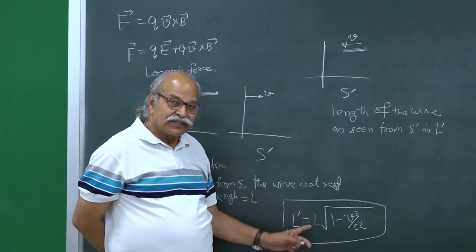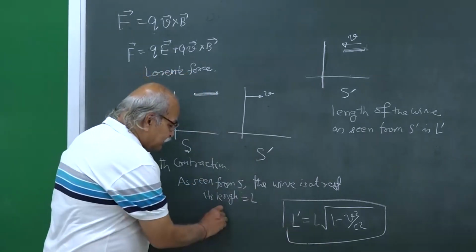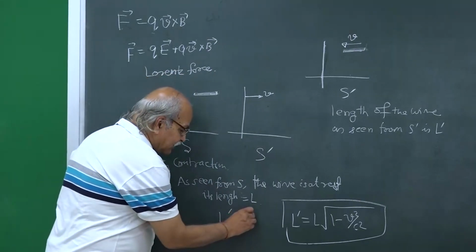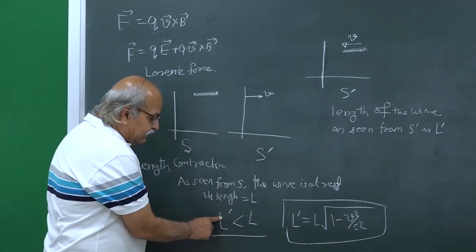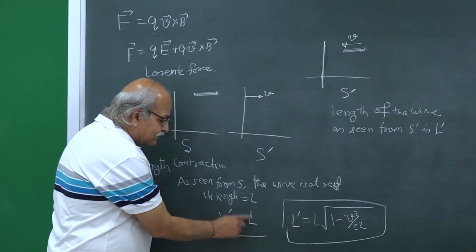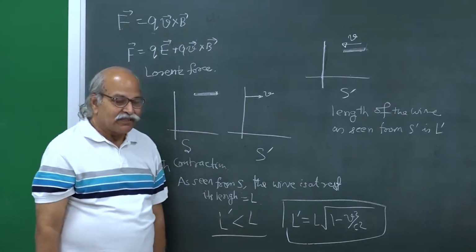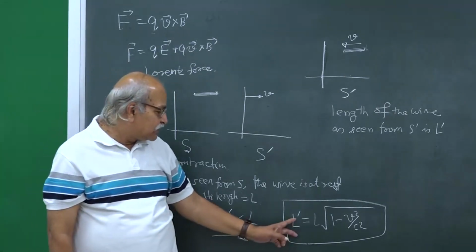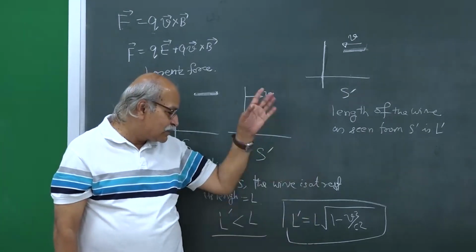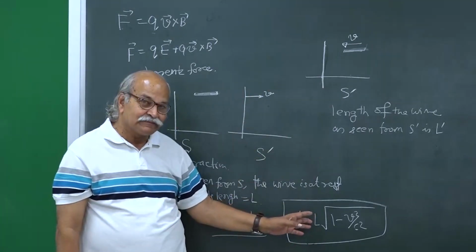So, L prime is shorter than L. Moving length is smaller than the rest length. This is to be remembered. If you just remember this equation, L prime is equal to L, then you make mistakes.